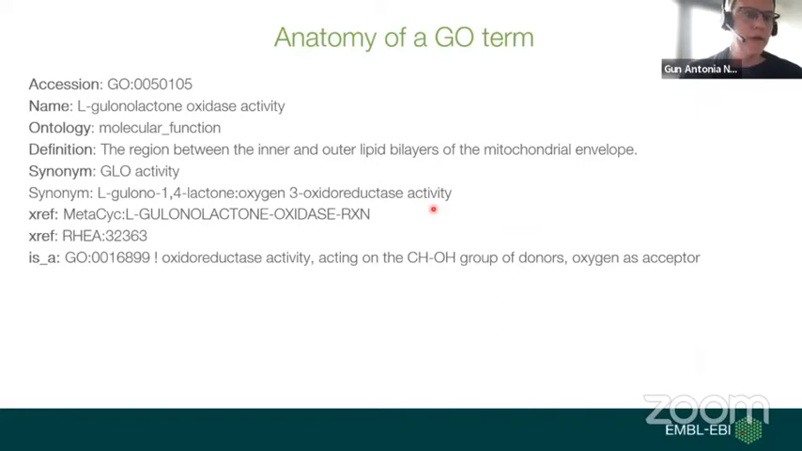Here is another example, which is a function term. So GLO activity, or L-gulonolactone oxidase activity. I think that's the enzyme that's mutated in humans, which means that we can't make vitamin C. But this function term, it's an enzyme. So in addition to all these other things I mentioned earlier, it also has cross-references to Metaseq and RIA databases.